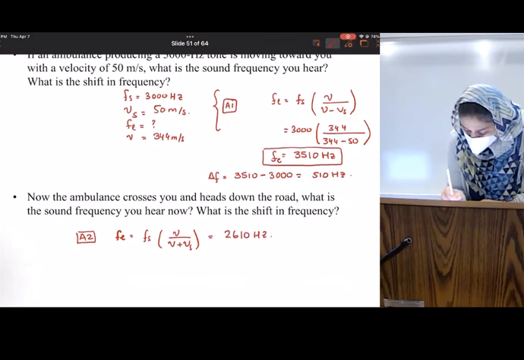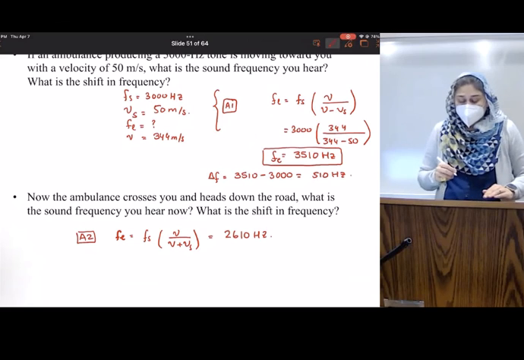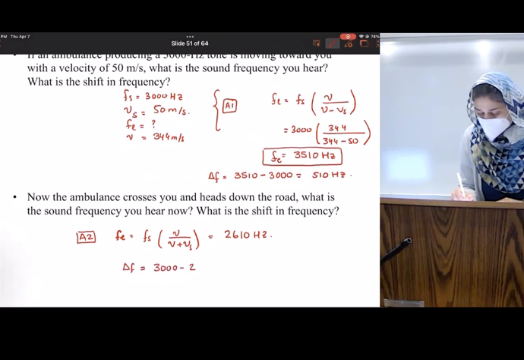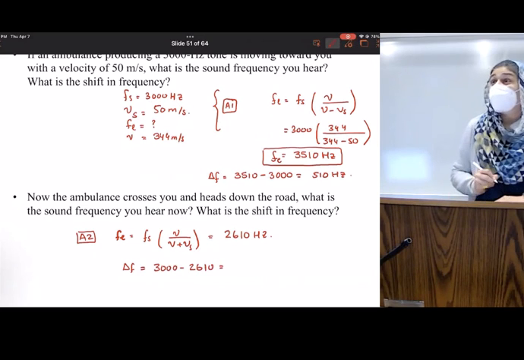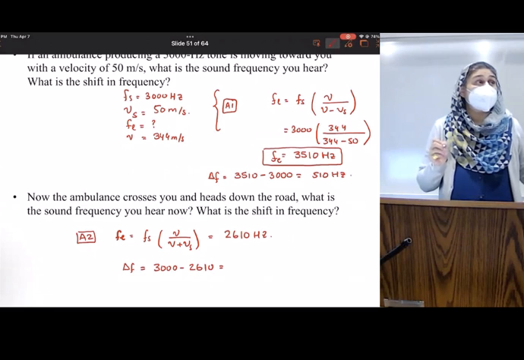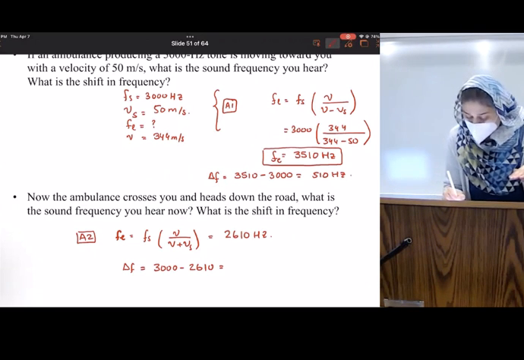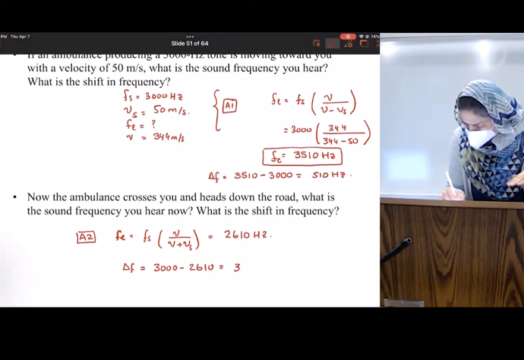2,610 hertz. Good. And what will be the change in frequency now? Remember, the original was 3,000. So we're doing it with respect to 3,000. 390.